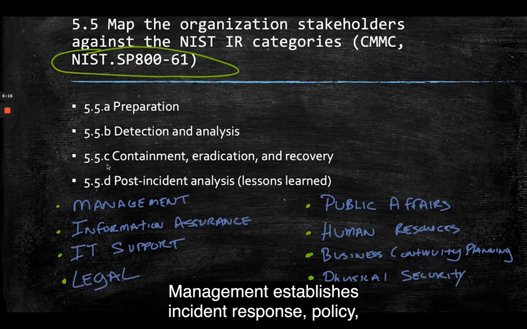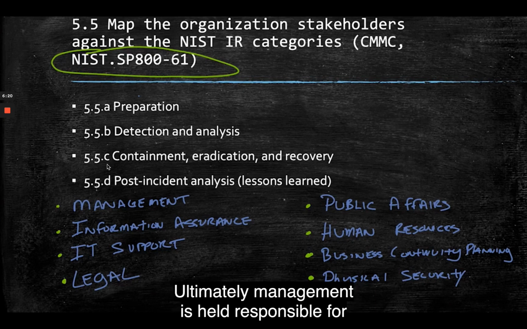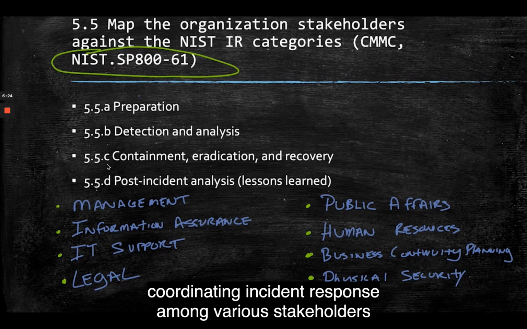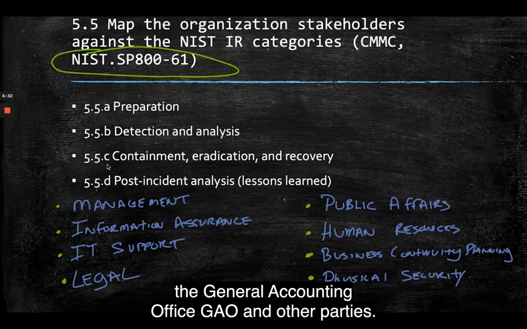Management establishes incident response policy, budget, and staffing. Ultimately, management is held responsible for coordinating incident response among various stakeholders, minimizing damage, and reporting to Congress, OMB, the General Accounting Office, GAO, and other parties.